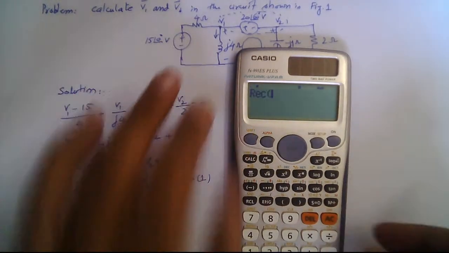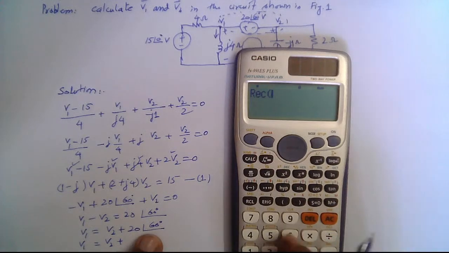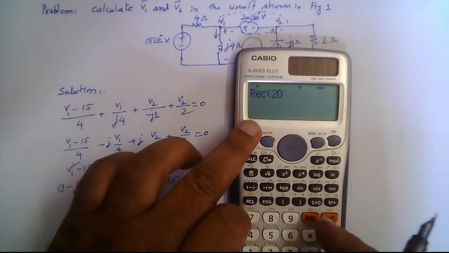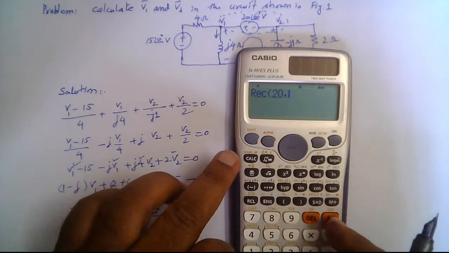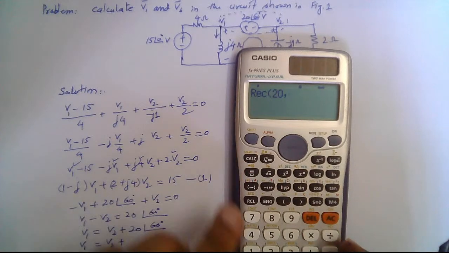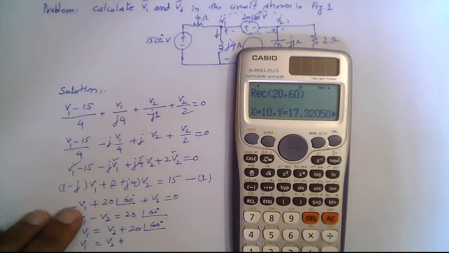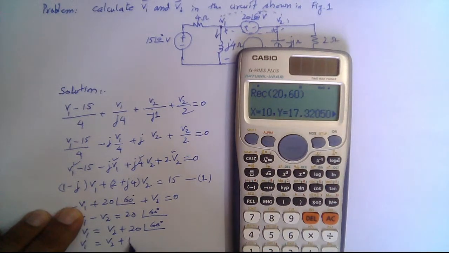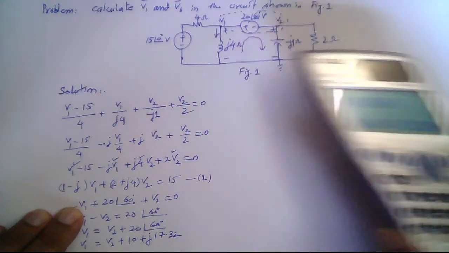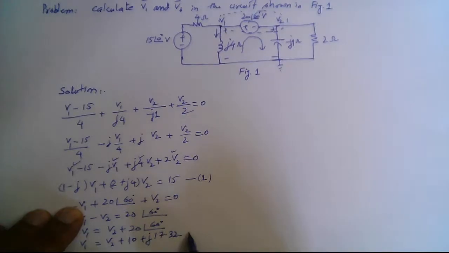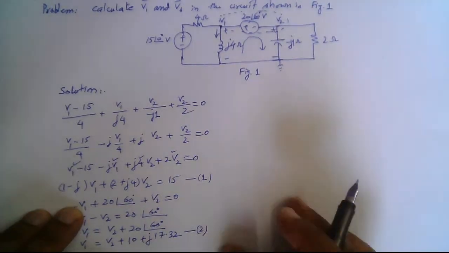Shift rectangular, 20 angle 60, so that is 10 plus j17.32. So this is the second equation now that we have, right?